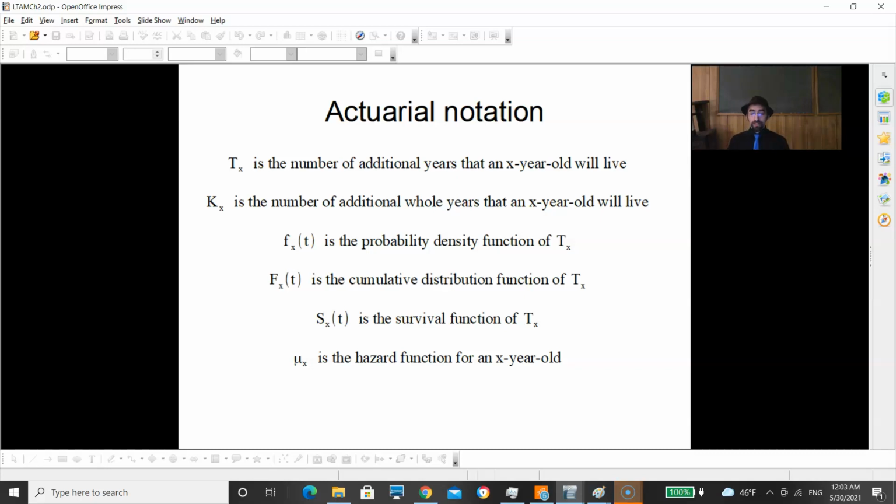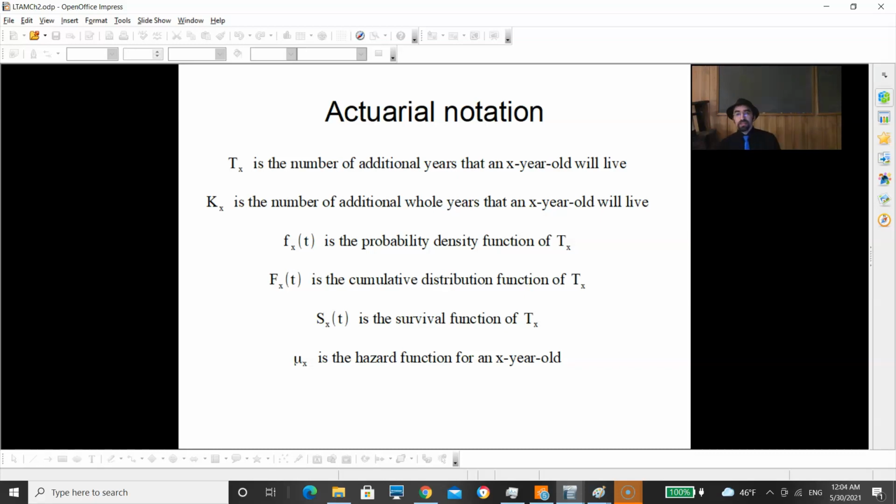So, some basic actuarial notation. T sub x is the number of additional years that an x-year-old will live. Notice T sub x is a random variable, depends on the person. It's unknown. K sub x is like T sub x, but it only measures the number of whole years. So, for example, if a given 30-year-old lives to be 89 and a half, T sub 30 in that case would be 59 and a half. K sub 30 would be 59.